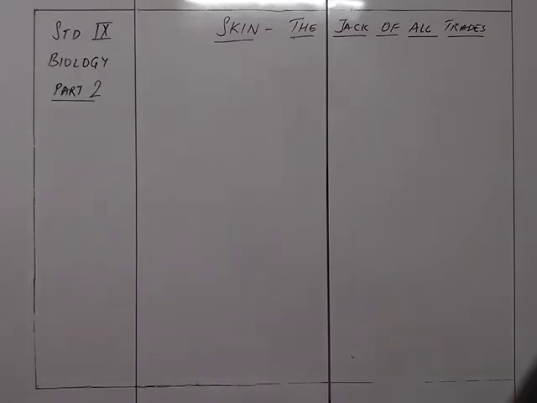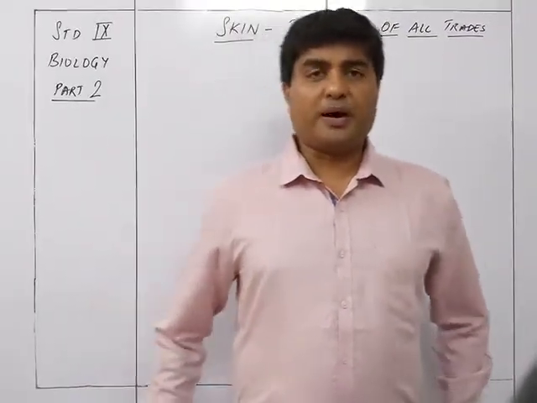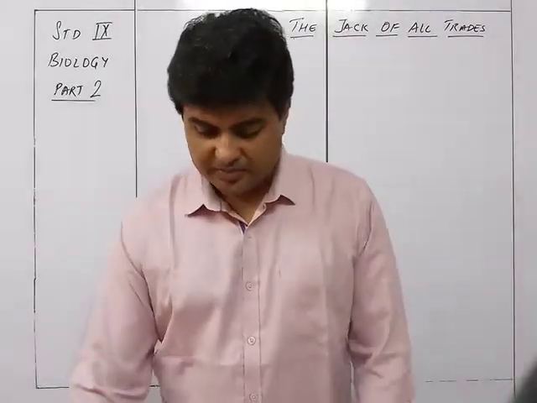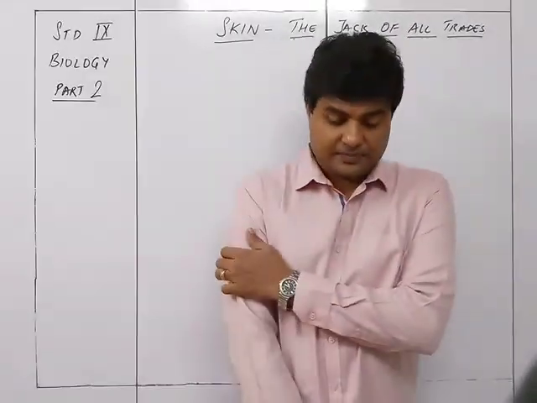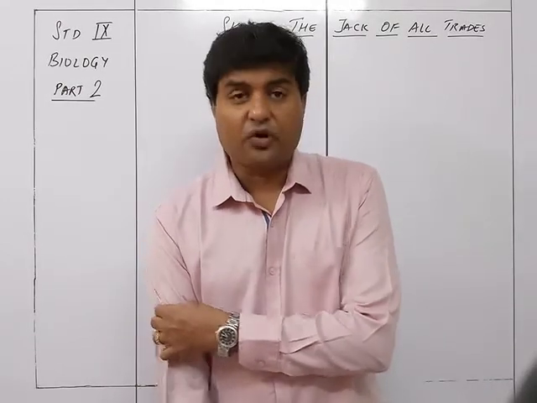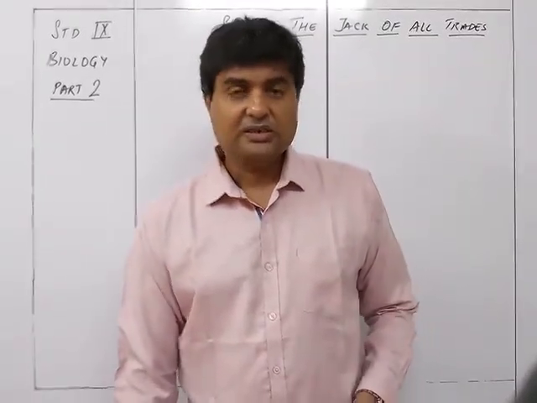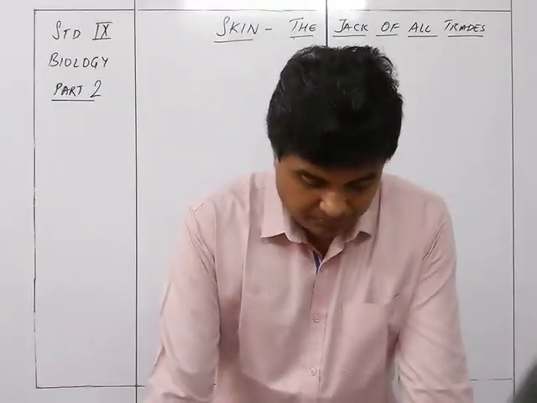So we continue with the chapter skin. We are done with the first proper part of the skin, that is the dermis and the epidermis. And now we move on to the next part of the skin, that is the derivatives of the skin. The special derivatives of the human skin include the following: hair, nails, sebaceous glands, sweat glands, and mammary glands.